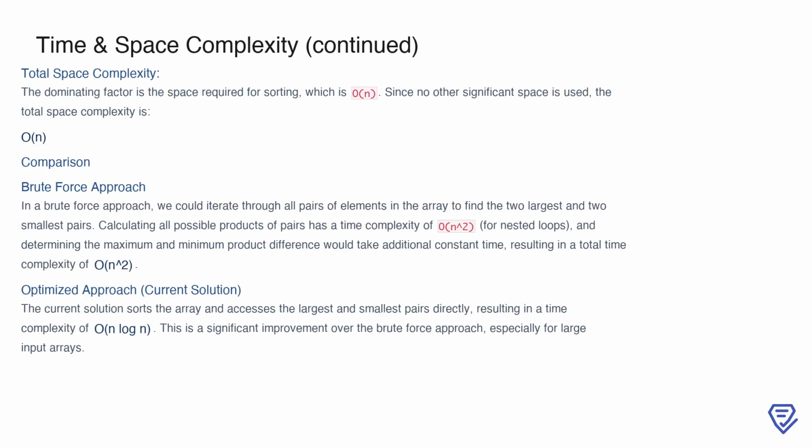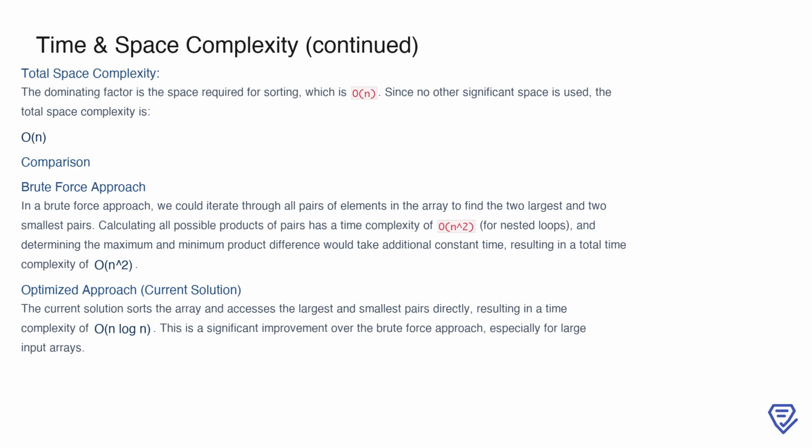When we combine all contributing factors, the space complexity of the solution is determined to be n, driven primarily by the temporary storage required for sorting. Since no other significant space is used, this remains the total space complexity.